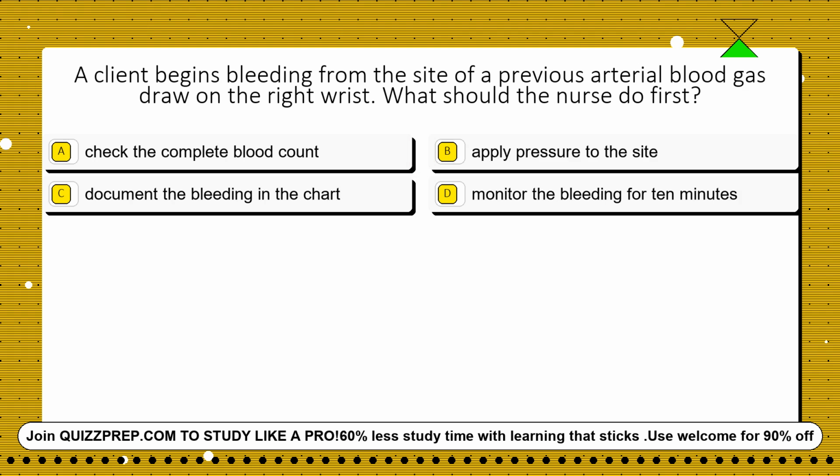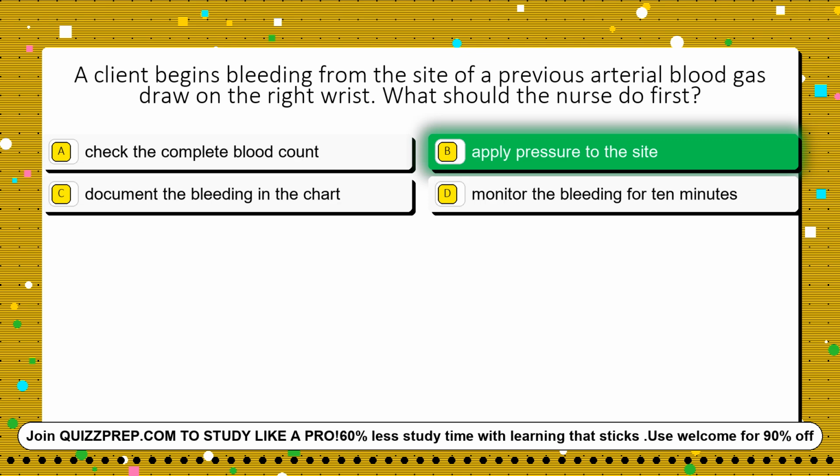Question 10. A client begins bleeding from the site of a previous arterial blood gas draw on the right wrist. What should the nurse do first? Option A, check the complete blood count. Option B, apply pressure to the site. Option C, document the bleeding in the chart. Option D, monitor the bleeding for 10 minutes.